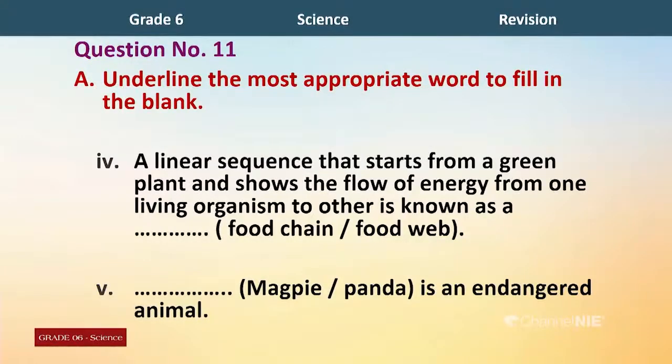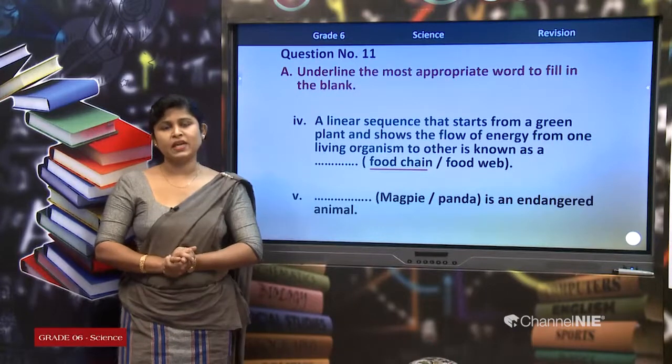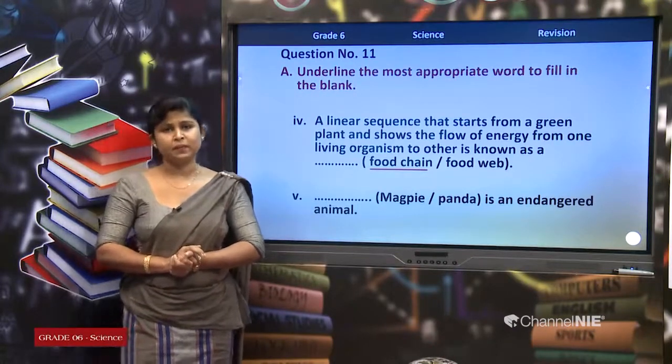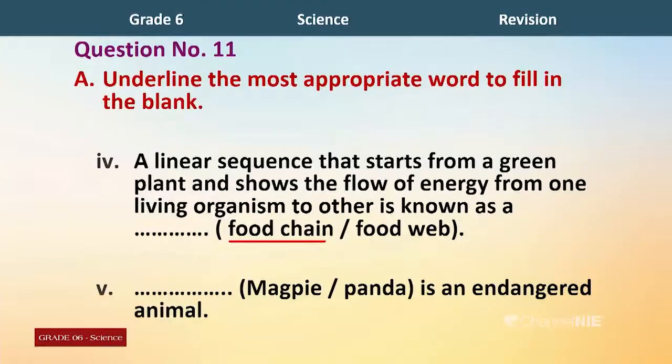A linear sequence that starts from a green plant and shows the flow of energy from one living organism to other is known as a food chain. My dear children, I think you all can remember we were learning about food chains and food webs in Unit 10. I explained a lot about them. Several interconnected food chains are known as a food web, and a linear sequence for food is known as a food chain.